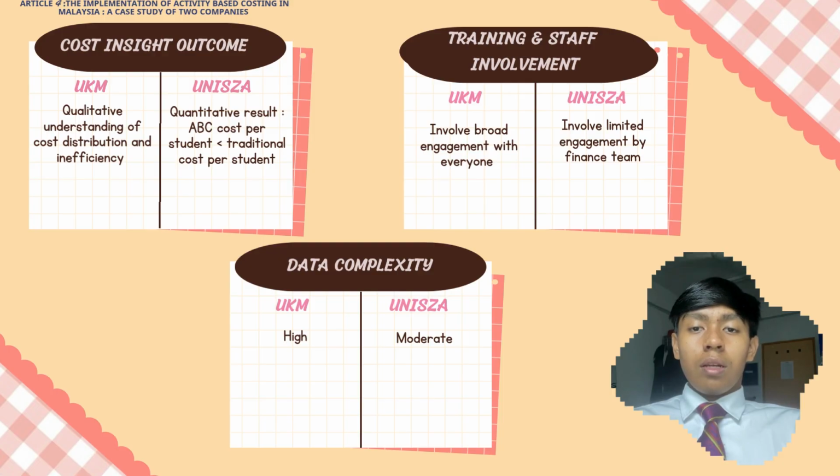Next, we will look at data complexity. At UKM, the data was more complex. Since ABC was applied across the university, it involved collecting and organizing information from many faculties, departments, and cost centers. This increased the difficulty of implementation. In comparison, UNIZA dealt with moderate data complexity. Since their focus was only on one program, the data was easier to manage, although they still needed accurate input for reliable results.